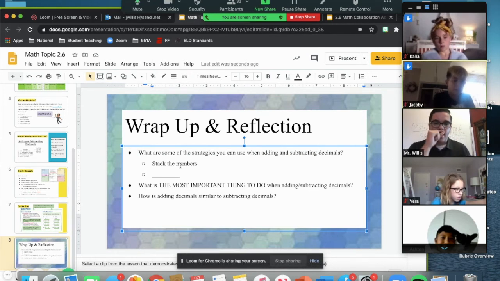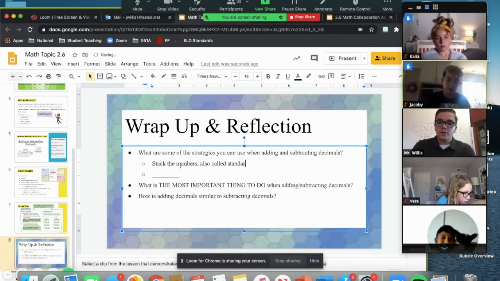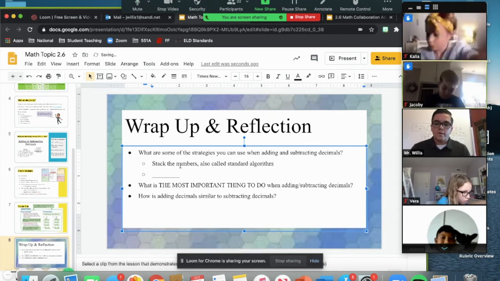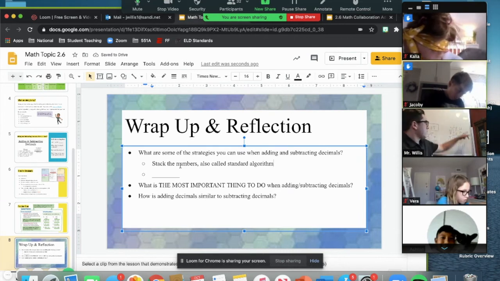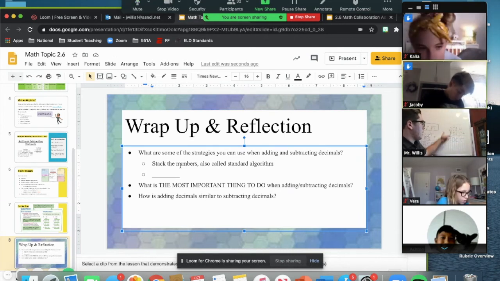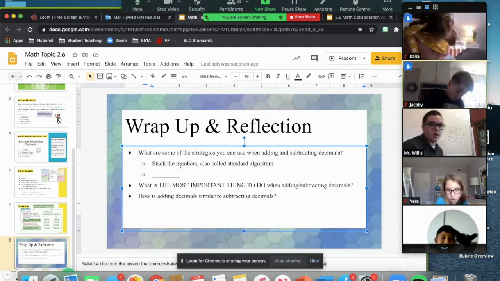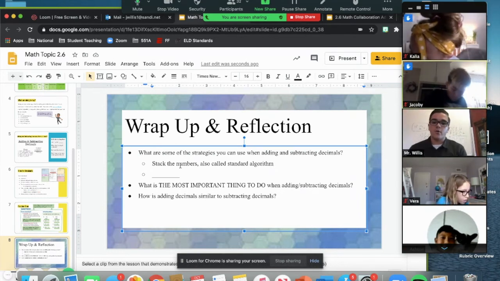Okay, stack the numbers. This is also called standard algorithm. And that's just what you guys have been doing for years and years. It's where you line it up on top of each other, and then you either add or you subtract straight down. That's called standard algorithm. That's one way to do it.